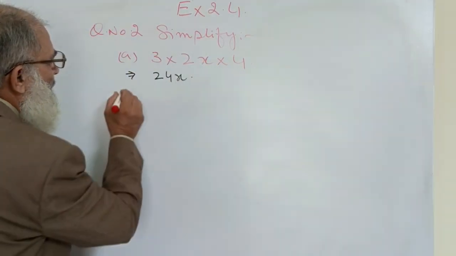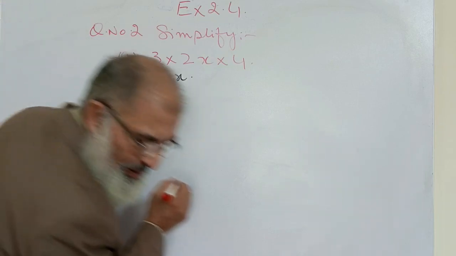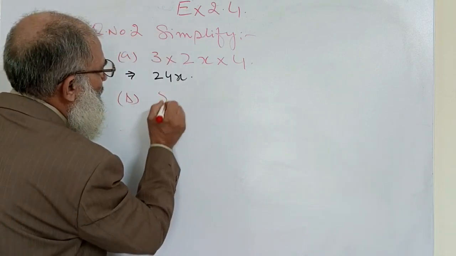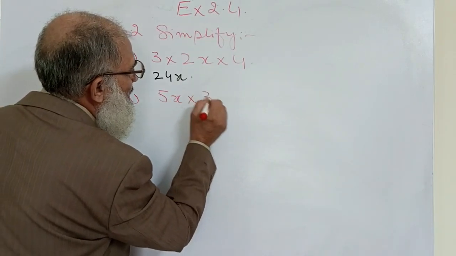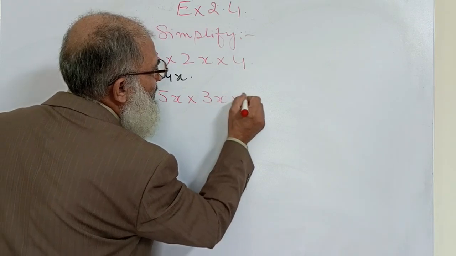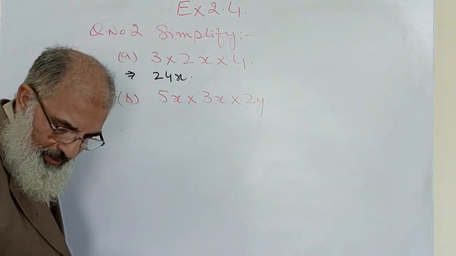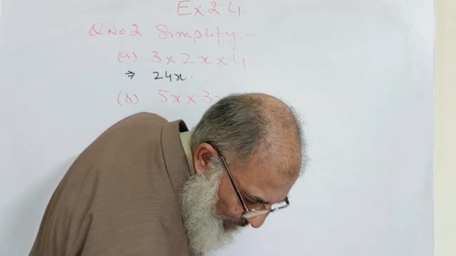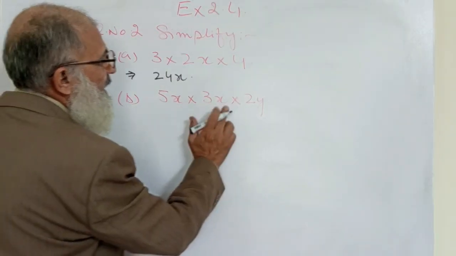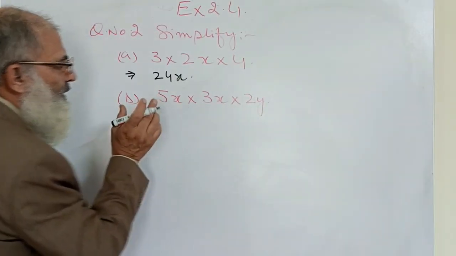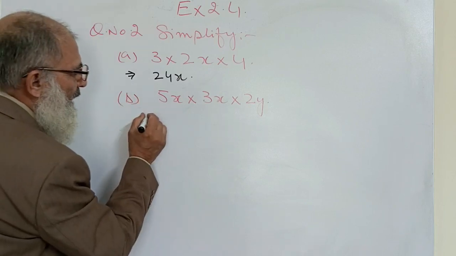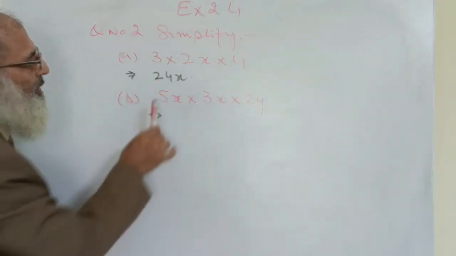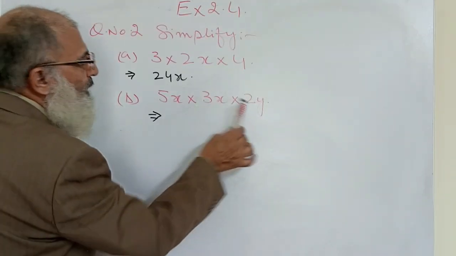Part B is 5x multiplied by 3x multiplied by 2y. Now you see, dear students, first of all we will have to multiply all the coefficients together. 5 times 3 is 15, 15 times 2 is 30.